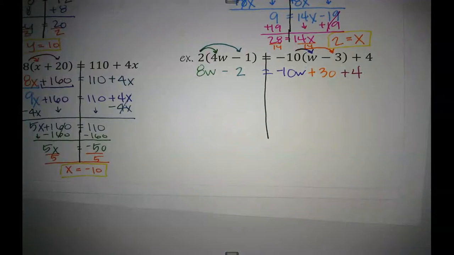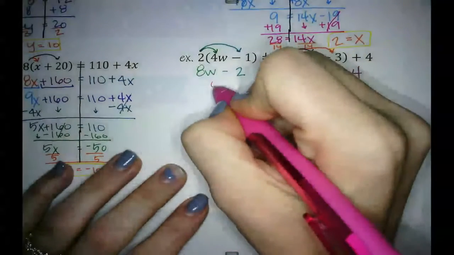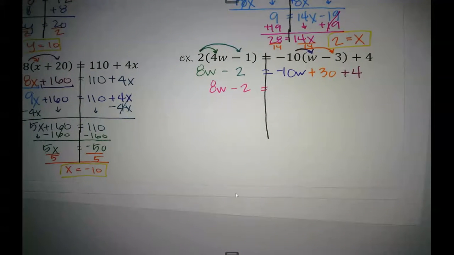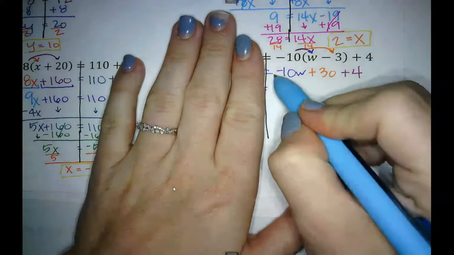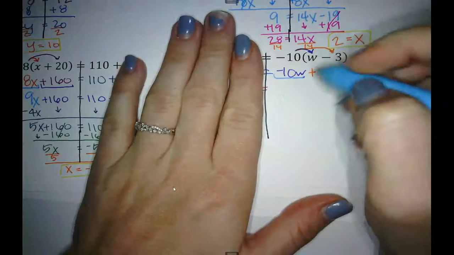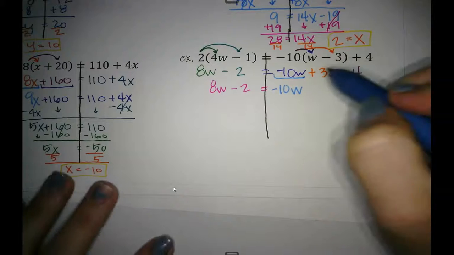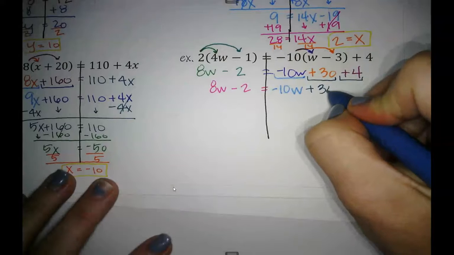All right, next step, let's combine like terms on either side. So do we have like terms on this side? Nope, we just have an 8w minus 2. Sorry about that. Do we have like terms on this side? Let's look at it. We've got this negative 10w. We have no other w's on this side, so that's just negative 10w. But we have this constant of a positive 30 and a positive 4. 30 plus 4 is a positive 34.